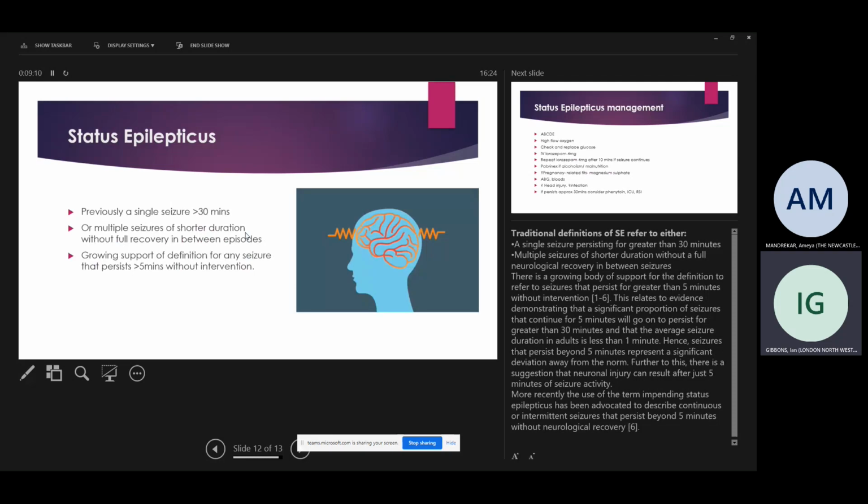define status epilepticus. It's felt that the majority of seizures in adults will actually be less than a minute. So any seizure persisting beyond 5 minutes represents a significant deviation away from the norm, with a suggestion that neuronal injury can result after just 5 minutes of seizure activity. Some definitions now would support a diagnosis of status epilepticus for any seizure that persists beyond 5 minutes without remission. As I say, it's all new evidence and different terms are being used, and in some cases they use the term impending status epilepticus to define certain situations as well.